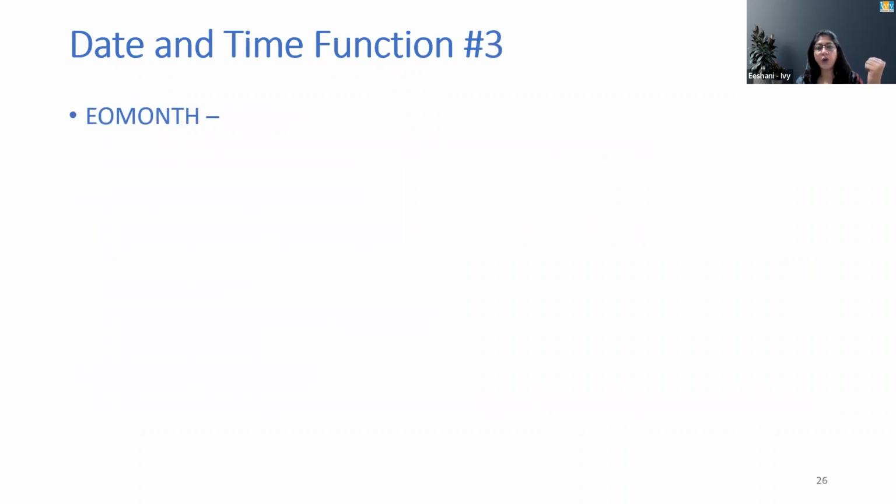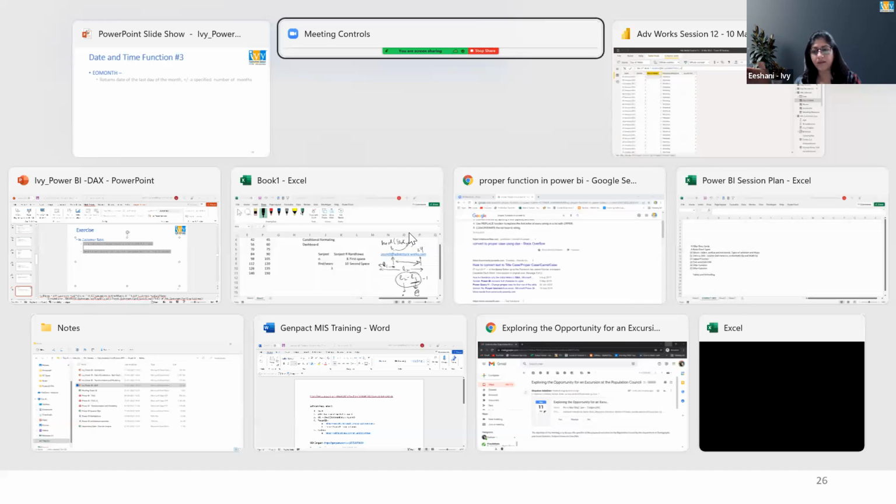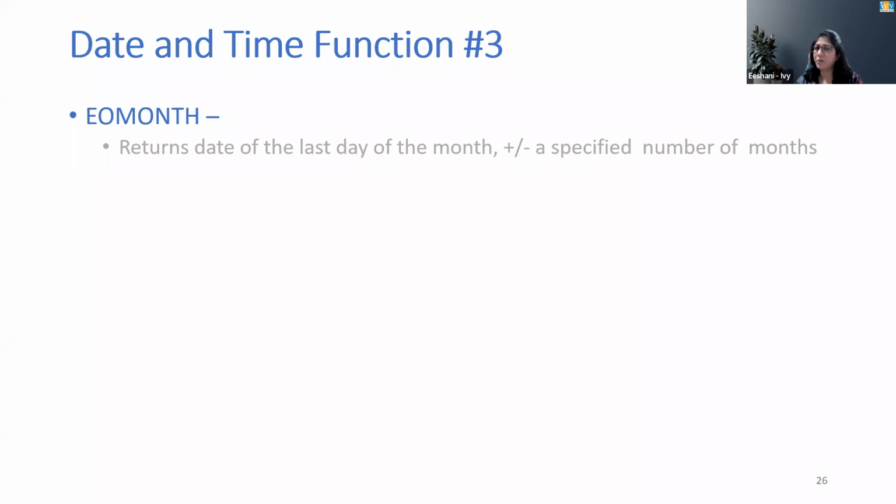Then there's a function called EO month, which is end of month. So if we want to return the date of the last day of the month, plus minus how many months you want. For example, if I'm right now in, what is the date today? 11th of March. And if I say EO month, today's date, comma 1, so which date will it return to me? 30th April.